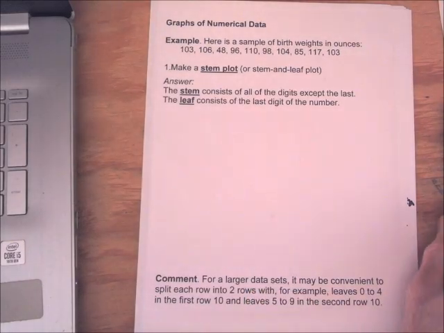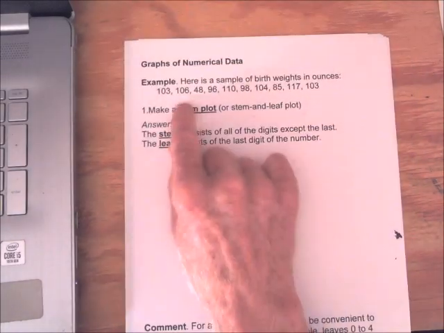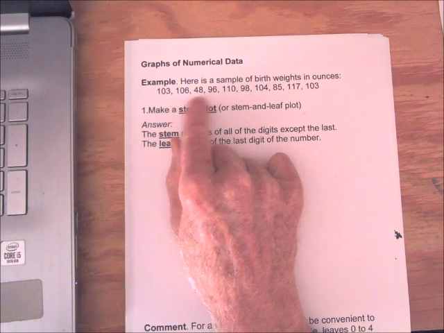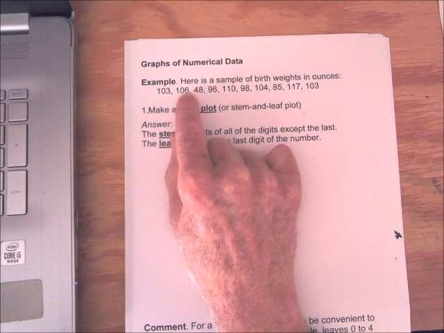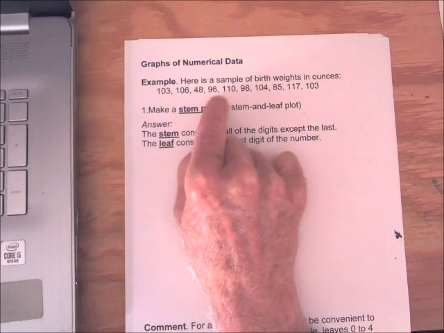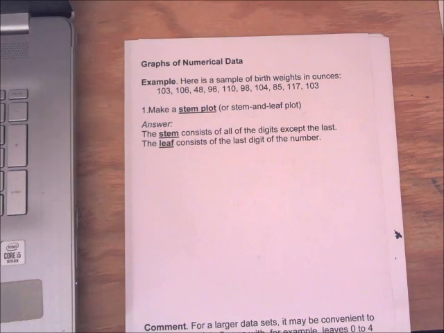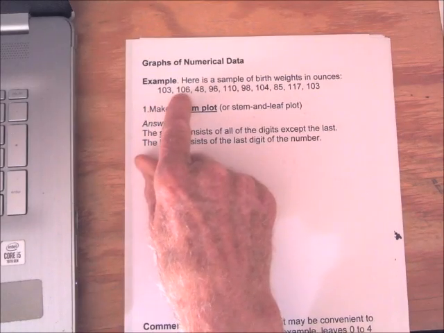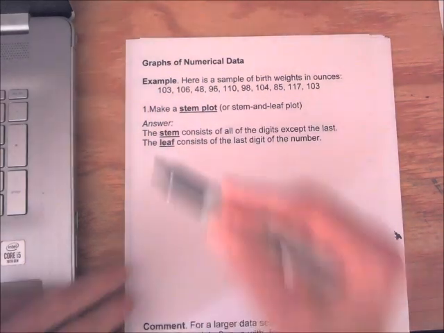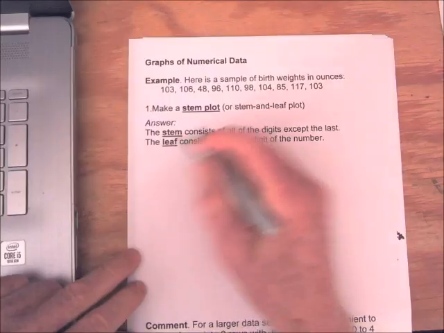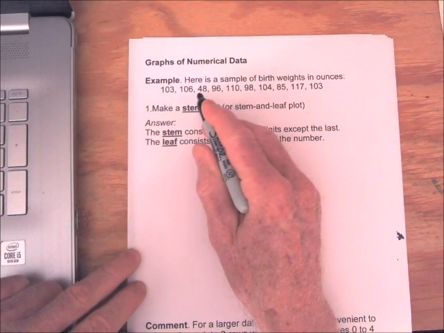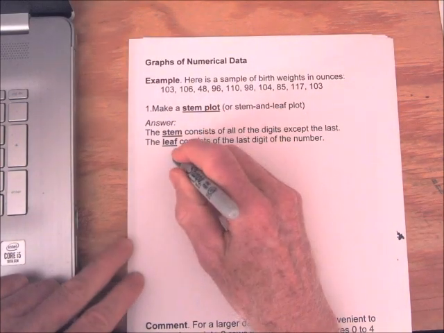Different types of graphs of numerical data. Now here in this example, we have birth weights of 10 babies: 103 ounces, 106 ounces, 48 ounces, 96 ounces, and so forth. One type of graph is called a stem plot or stem and leaf plot. The stem would be the first one or two digits, the leaf would be the last digit. And so the lowest birth weight is 48, so the lowest stem is going to be 4.